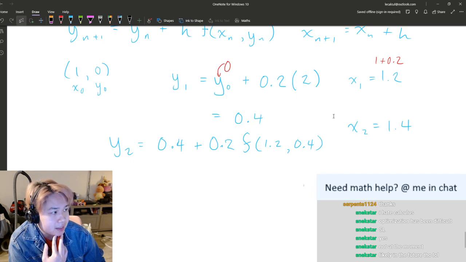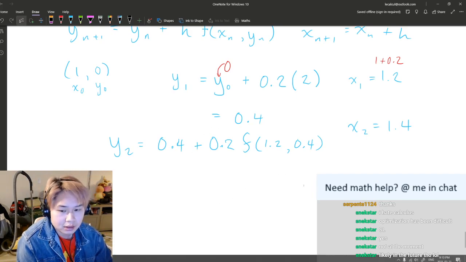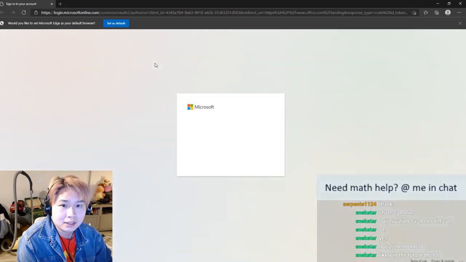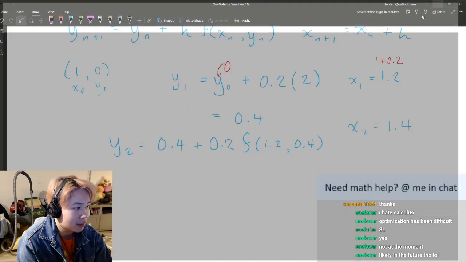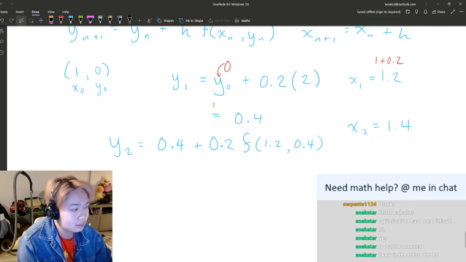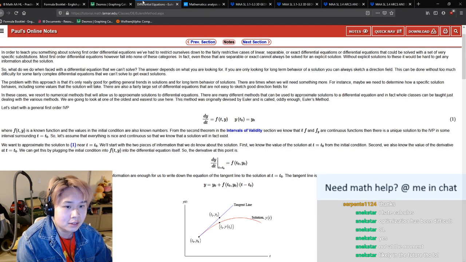So we repeat this until we reach an x value of 2. And I'm sure that there's a faster way on your graphing calculator. I'm going to use Microsoft Excel. Oh wait, I don't have it installed on this computer. Never mind. I can't do it. I really don't want to do this table.